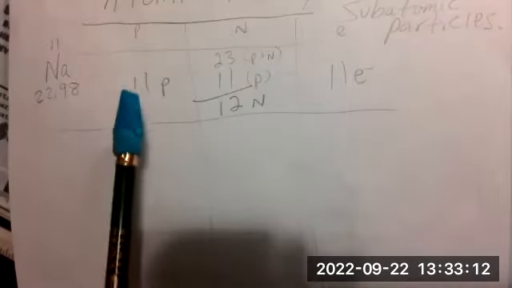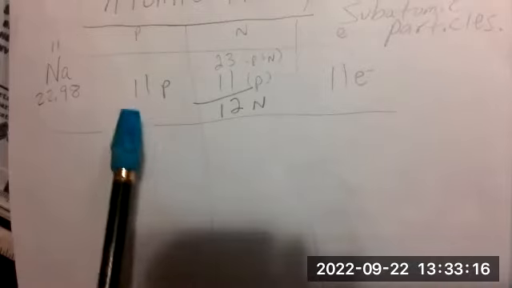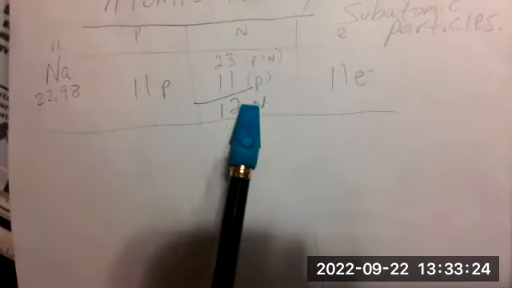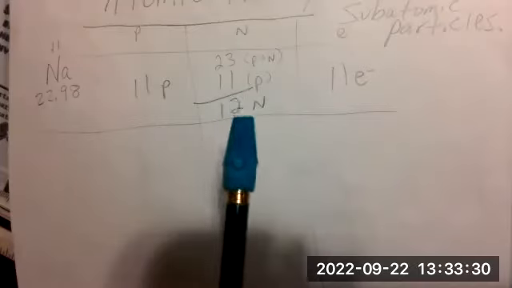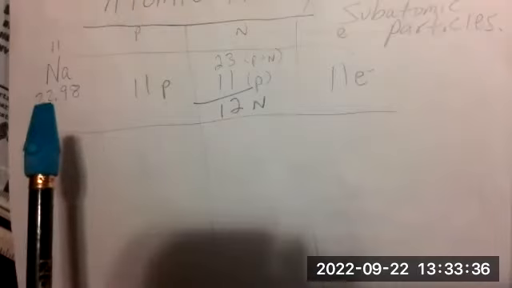In that last video, we talked about how if you change the number of protons, you actually change the identity of the element. So if we want to stick with sodium, we've got to stick with 11 protons. We can't really change that. But when we change the number of neutrons, we get an isotope of sodium, heavier or lighter. And if we change the number of electrons, we get an ion of sodium.